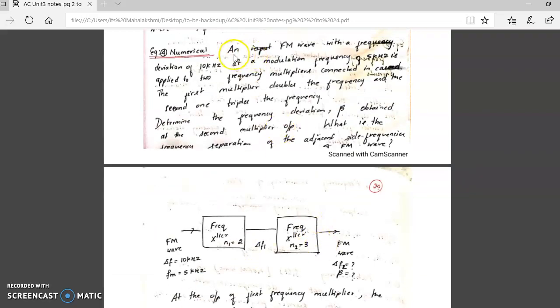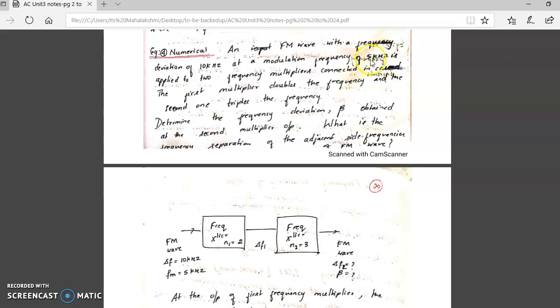So if there is an FM wave with a frequency deviation of 10 kilohertz. So what is the 10 kilohertz? That is nothing but delta F. Next, at a modulation frequency of 5 kilohertz. See, sometimes they use the word modulating or modulation frequency. Both are same. It is nothing but Fm.